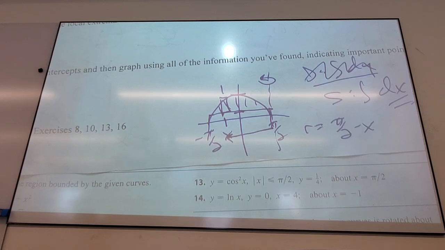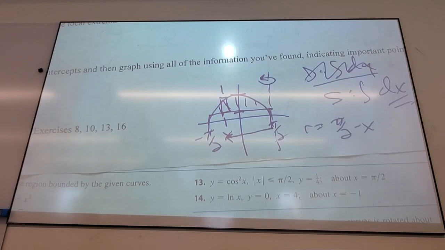What's the top? Don't think of a number, think of what it's hitting. What's the top? Cosine squared x. And what's the bottom? So how tall is it? Cosine squared x minus 1/4. That's how tall it is, yes?